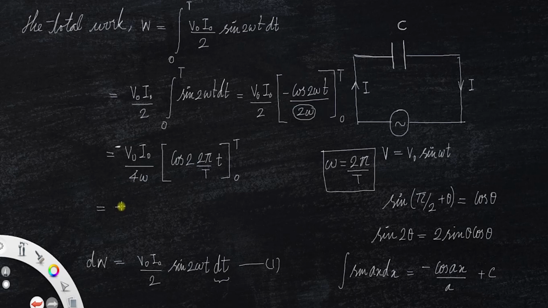So this is equal to minus V0 I0 by 4 omega. First put the upper limit. So cos of 2 into 2 pi, which is 4 pi by T, into this T. I can replace it with the capital T. Minus, when I put 0 for this t, this whole term becomes 0. So that will be cos 0.